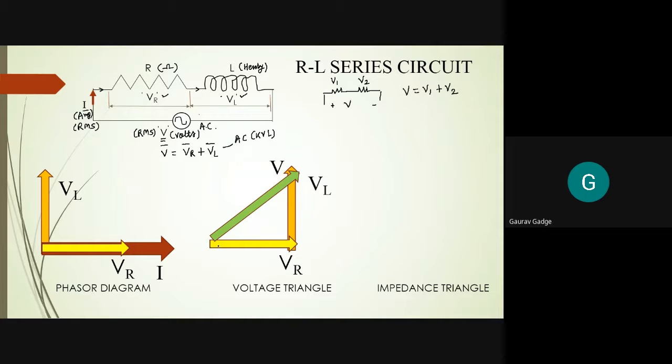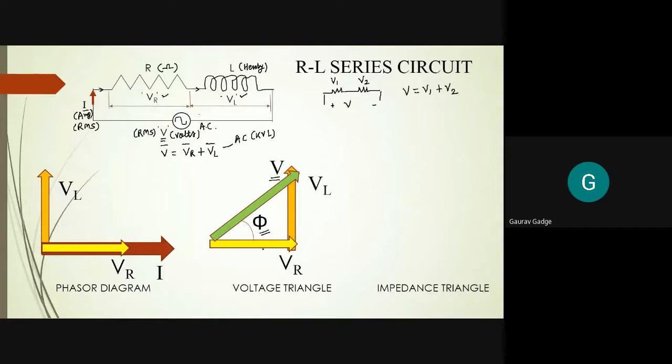Now VR is on the x-axis, and with respect to that, VL is on the y-axis. Already the phasor diagram we have drawn. So from that phasor we are making the voltage triangle, and the voltage triangle shows that VR is on the reference x-axis and VL is perpendicular to VR. Therefore, the resultant of VR and VL is the hypotenuse, that is V. The phase angle of voltage V with respect to the reference is angle phi.